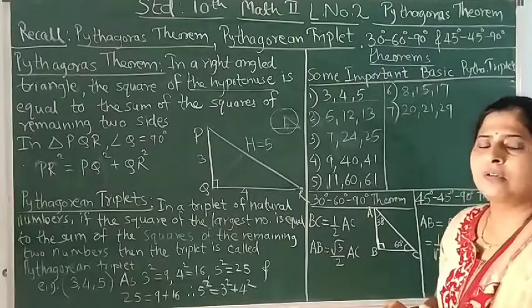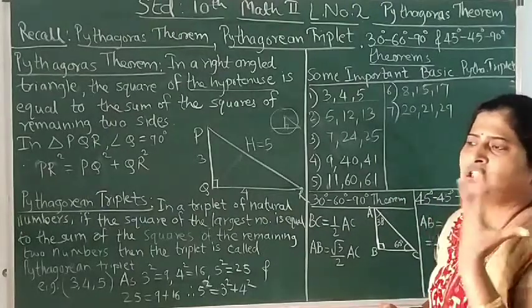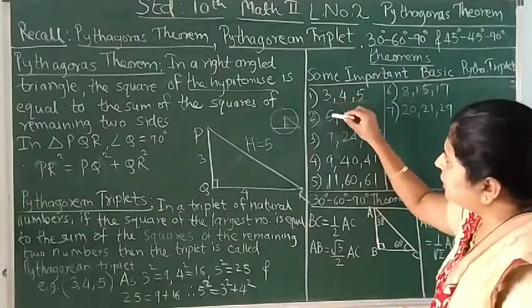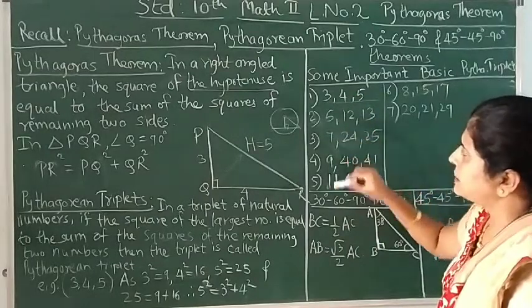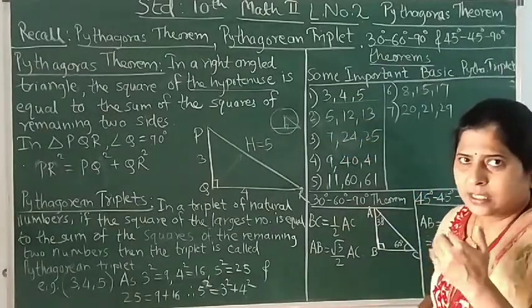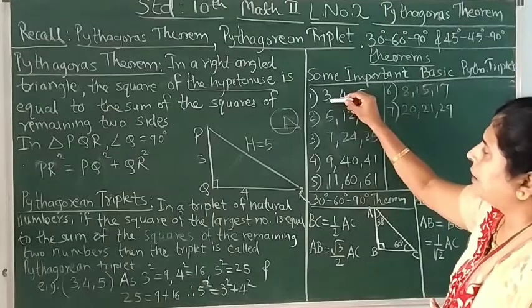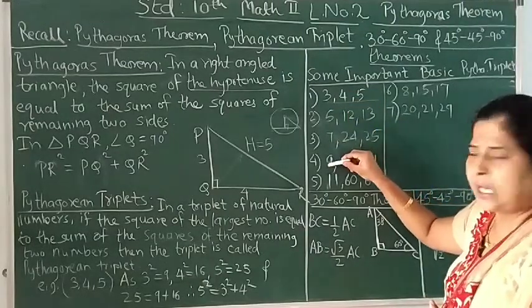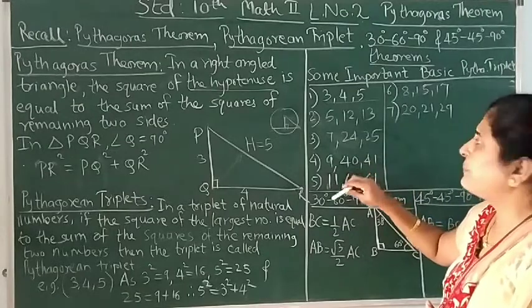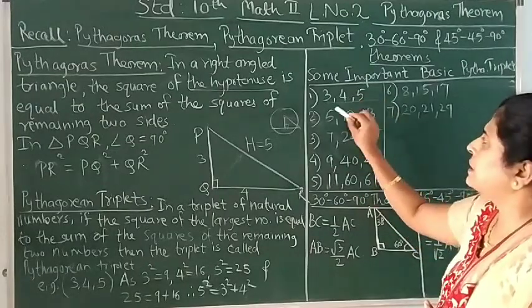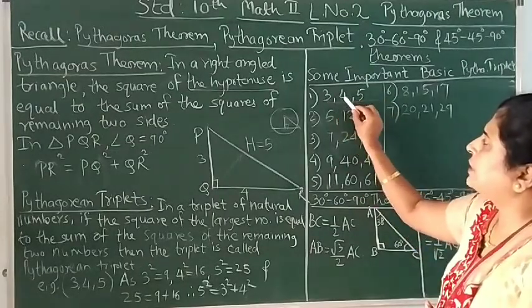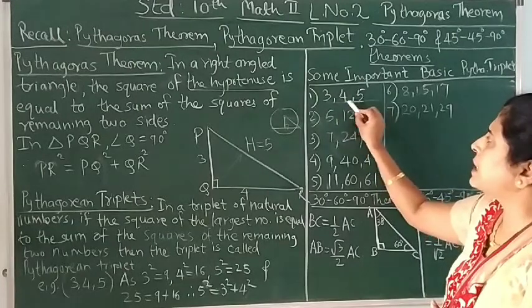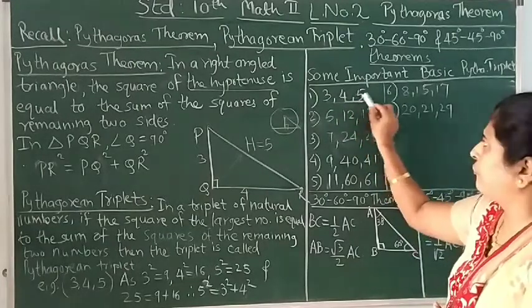If you observe some relation between these, the first numbers of the triplets are consecutive odd numbers starting with 3. The next odd number is 5, the next odd number is 7, the next 9 and 11. And after 3, two numbers come, 4 and 5, which are consecutive natural numbers.